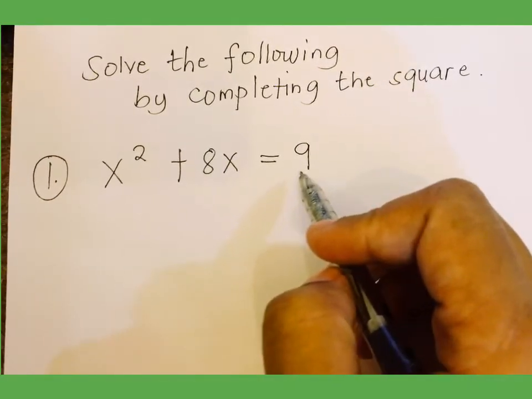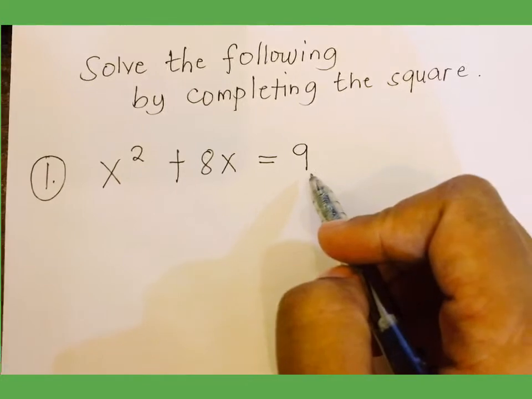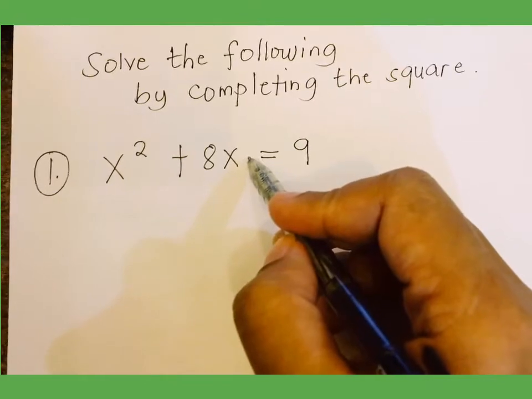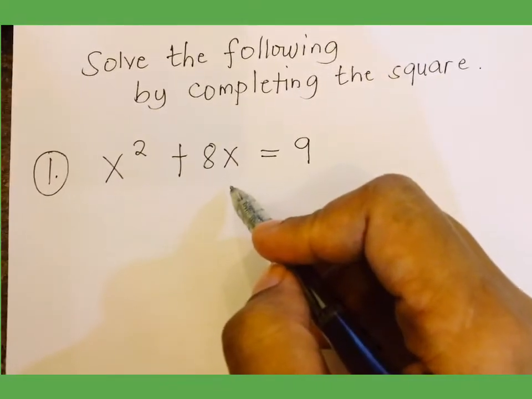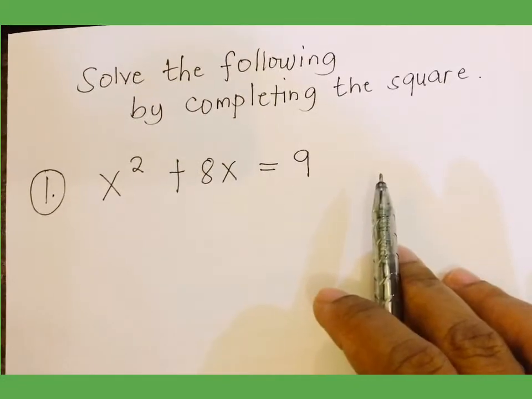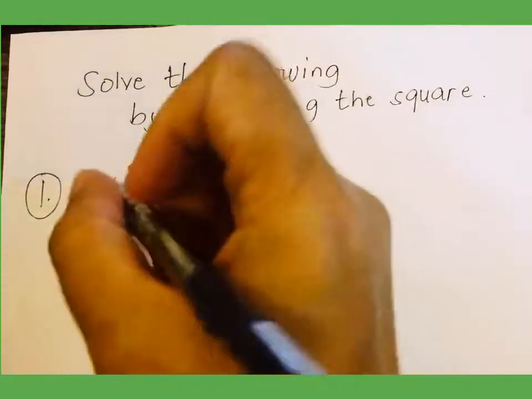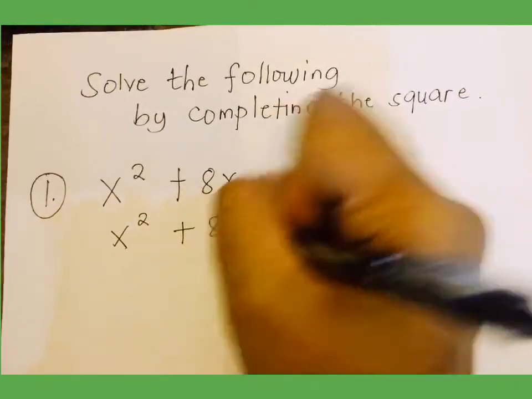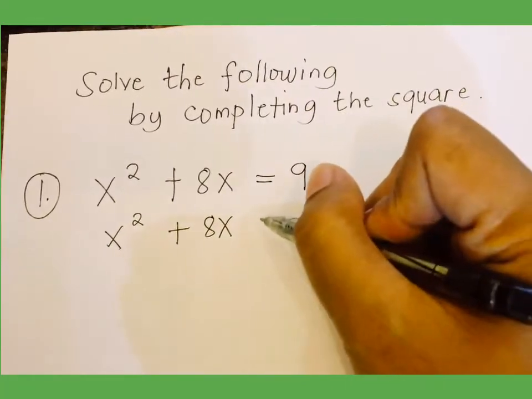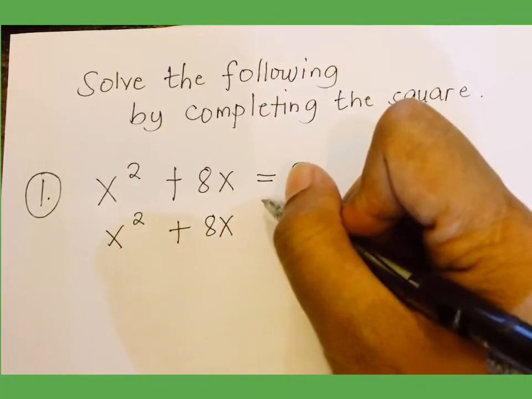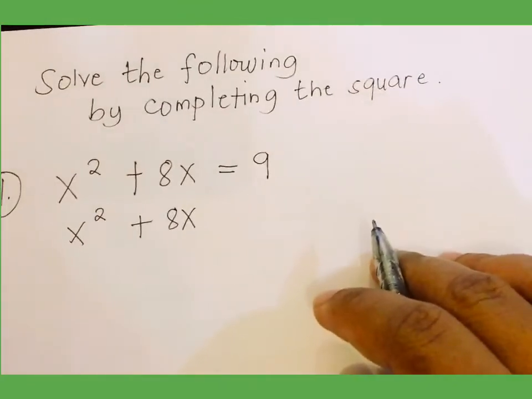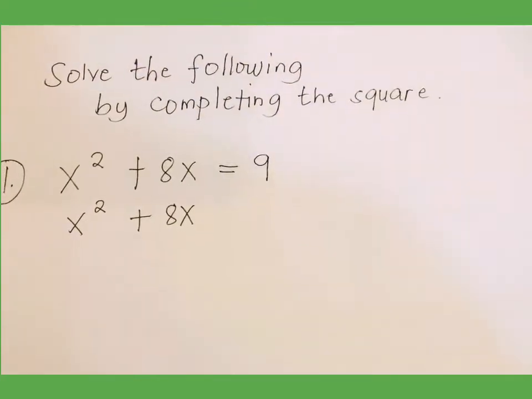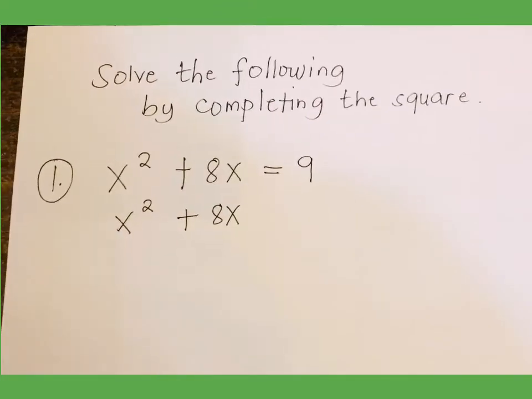As you can see, the constant is already alone on the other side. So all we have to do now is to get the third term here to make this one a perfect square trinomial. So that's x squared plus 8x. Now, what do you think is our third term here? We use the (b over 2a) squared in order to get the value of the third term.